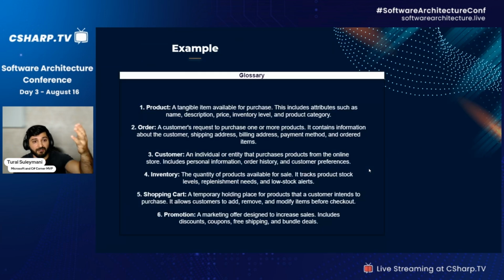For example, we have product. You say we have product and we have an exact definition that should be crystal clear. As Bertrand Meyer mentioned, there should be a crystal clear definition for your words, like product, a tangible item available for purchase; order, a customer's request to purchase one or more products; the customer, inventory, shopping cart, promotion. In your glossary, you may have multiple synonyms for these elements, but at the end, you should pick only one, and you should start to use this one without its synonym every time, from A to Z, from the start to the end of the process.